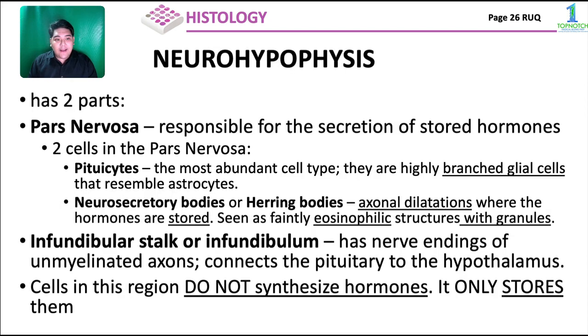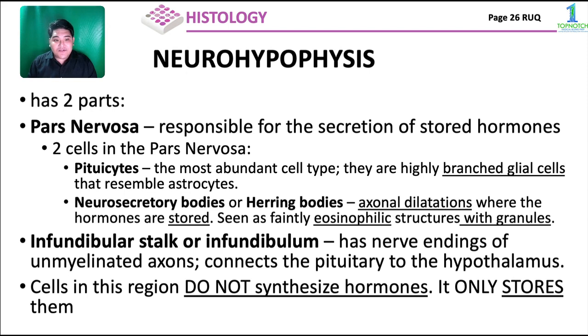Alright? And then, your neurohypophysis has two parts: your pars nervosa and the infundibular stalk, or infundibulum. Now, the pars nervosa is responsible for the secretion of your stored hormones. Again, stored is our keyword here. There are two important cells in your pars nervosa: your pituicytes, the most abundant cell, and your neurosecretory bodies, or your Herring bodies. So, when you hear Herring bodies, it is in your pituitary gland.